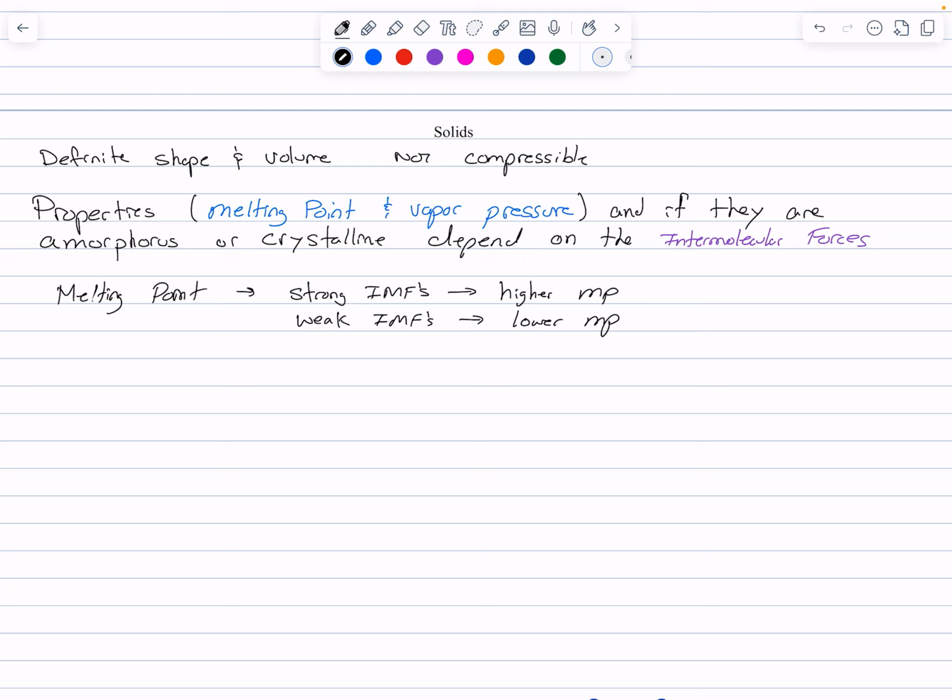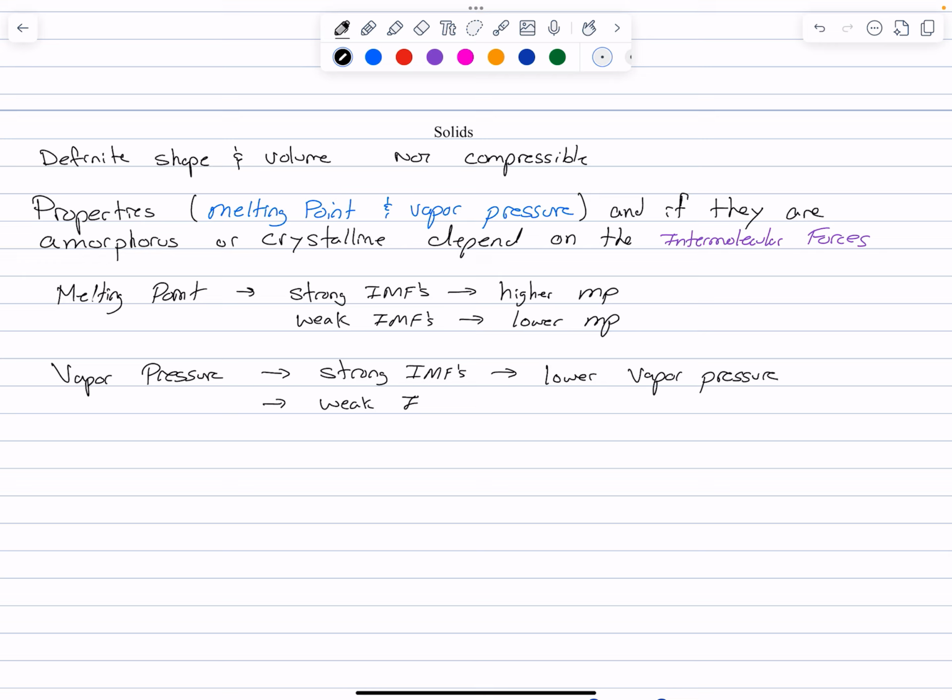And then we talk about vapor pressure. If we have strong intermolecular forces, right, we're going to have a low or lower vapor pressure. And if we have weak intermolecular forces, we're going to have a higher vapor pressure.